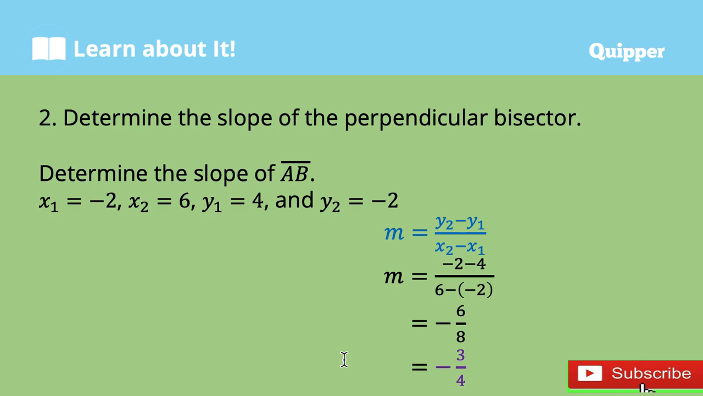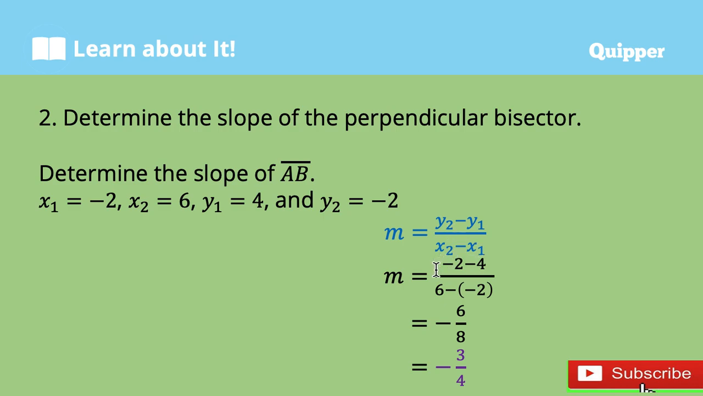Second step is we are going to determine the slope of a perpendicular bisector. Using x sub 1 is negative 2, x sub 2 is 6, y sub 1 is 4, and y sub 2 is negative 2. This is coming from the given. Before we can find the slope of a perpendicular bisector, we have to find first the slope of the line segment. We have to use this formula. M is equal to y sub 2 minus y sub 1 over x sub 2 minus x sub 1.